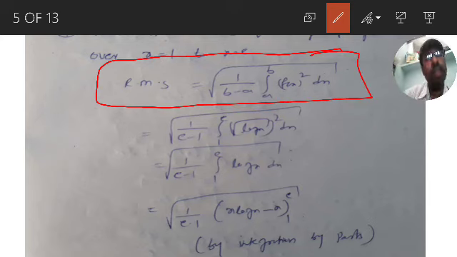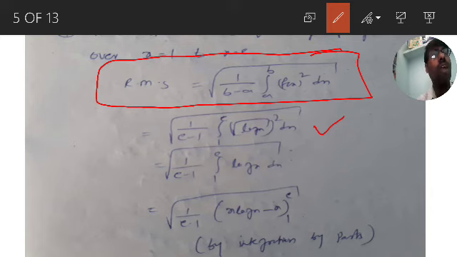What is RMS? RMS value is equal to square root of 1 by b minus a integration a to b f of x whole square dx. Now substitute. b is equal to e and a is equal to 1 and f of x equal to square root of log x. You get square root of 1 by e minus 1 integration 1 to e square root of log x whole square dx. That is square root of 1 by e minus 1 integration 1 to e, square root and square cancel, that is log x dx.